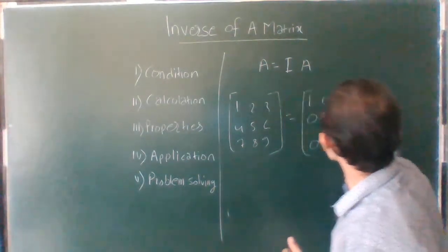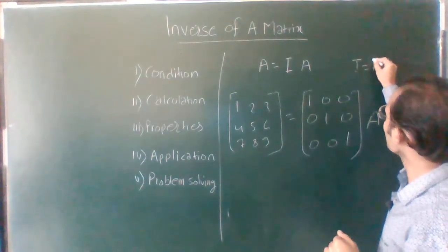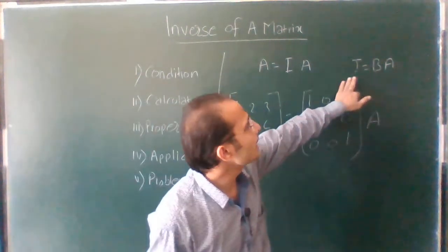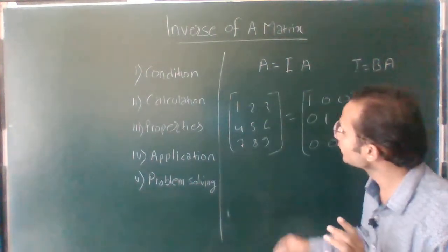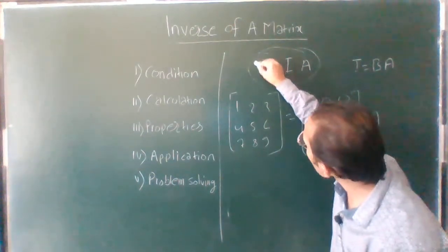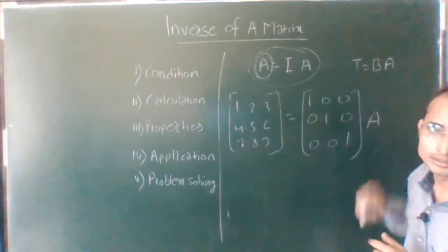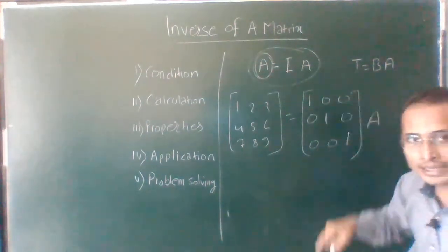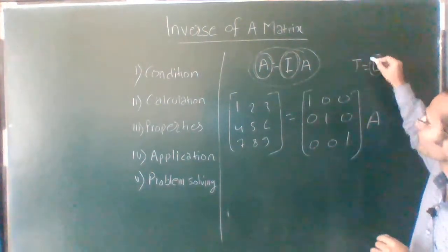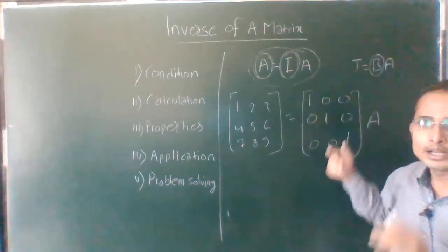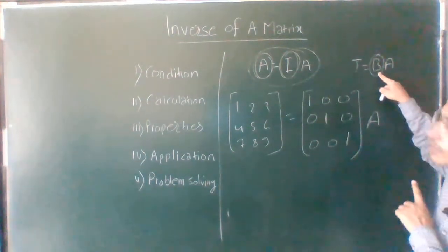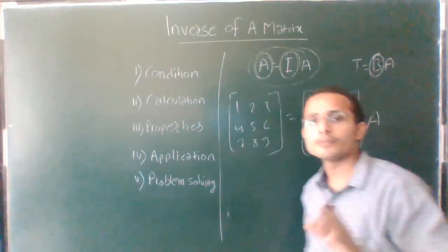What we are going to do is, as we know, I is equal to B into A. We can write that if B is the inverse of A, then I is equal to B into A. So our main target is to change this matrix, that is, apply row or column transformation here to make it I. If we change A into I by using elementary row or column transformation, whatever changes happen in I will result in B, and B will be the inverse of matrix A.